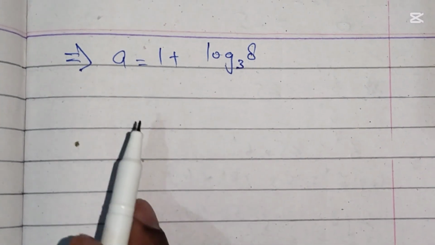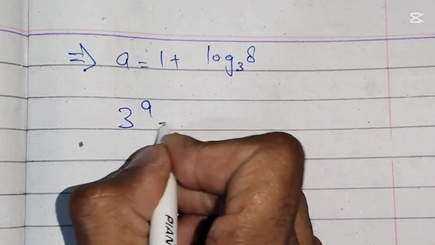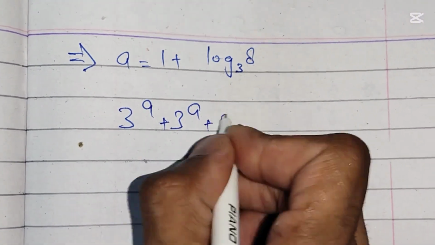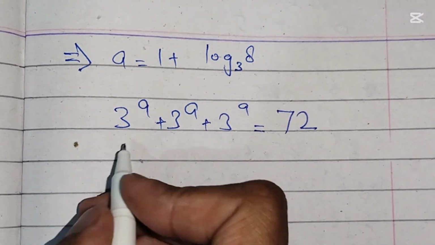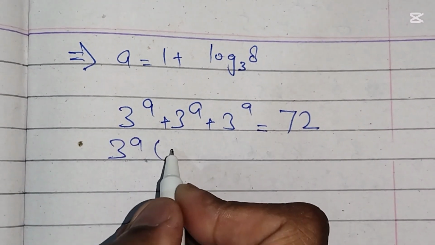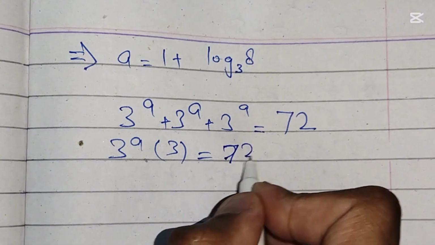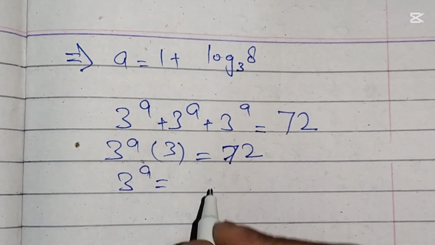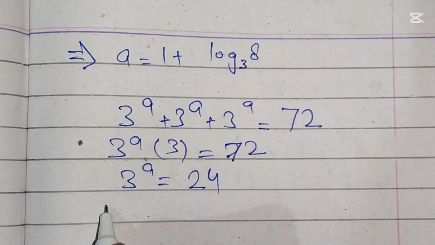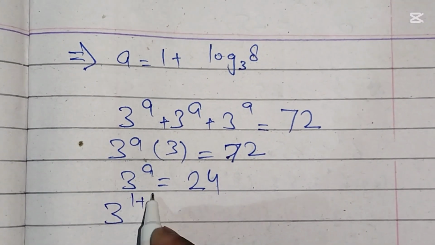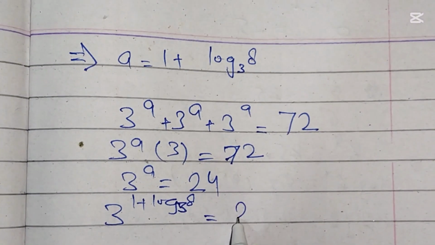We will put this value of a in our given question for verification. 3 raised to power a plus 3 raised to power a plus 3 raised to power a equals 72. That is 3 raised to power a times 3 equals 72. 3 raised to power a is 24. We will put the value of a here: 3 raised to the power 1 plus log of 8 with the base 3 equals 24.